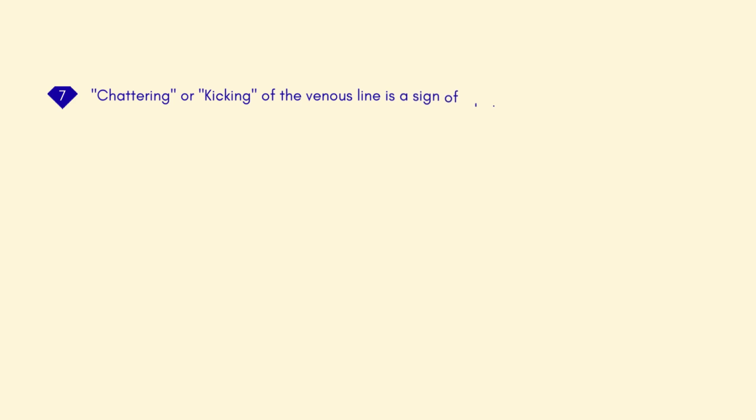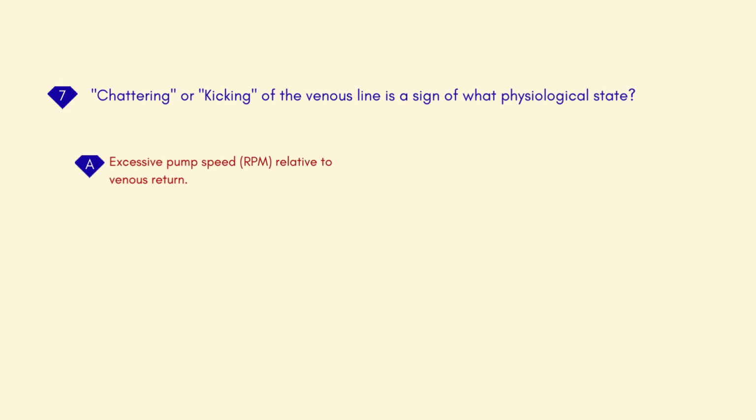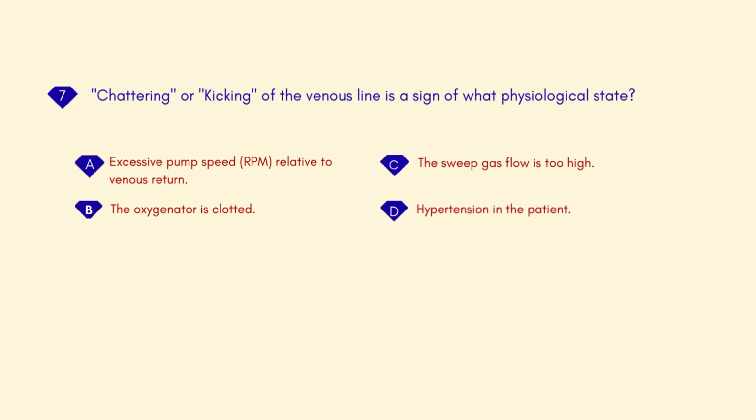Chattering or kicking of the venous line is a sign of what physiological state? A. Excessive pump speed, RPM, relative to venous return. B. The oxygenator is clotted. C. The sweep gas flow is too high. D. Hypertension in the patient. Answer: A. Excessive pump speed, RPM, relative to venous return.